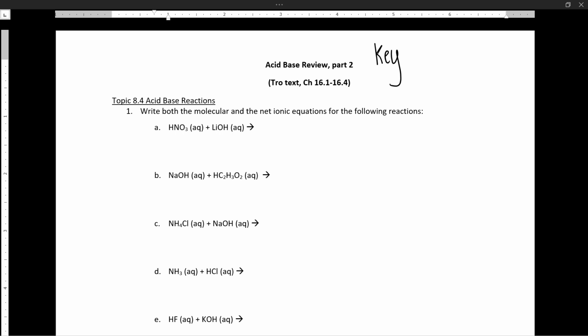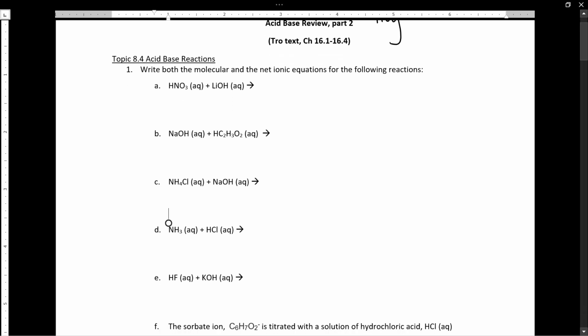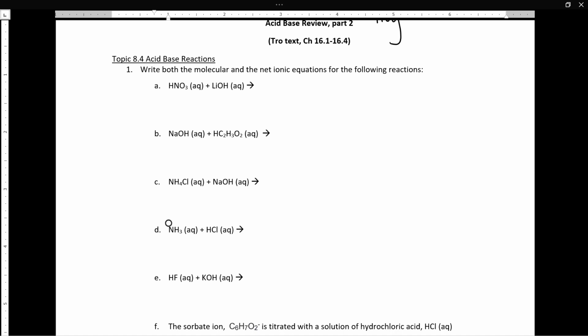All right, so in this video, we're going to talk through some of these acid-base reactions. We're going to look at some practice problems here. And this first one is nitric acid and lithium hydroxide. So I'm going to write both the molecular and then the net ionic versions of these reactions. And typically on a test, you would only be asked to write the net ionic version. I'm going to practice writing out both here.